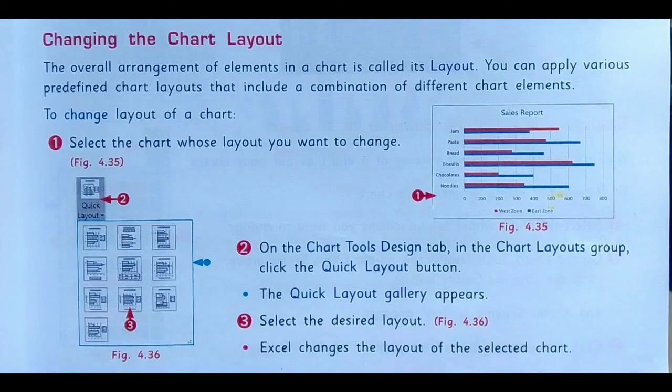Changing the chart layout. The overall arrangement of elements in a chart is called its layout. You can apply various predefined chart layouts that include a combination of different chart elements. To change the layout of a chart, select the chart whose layout you want to change. On the Chart Tools Design tab, in the Chart Layouts group, click the Quick Layout button. The Quick Layout gallery appears. Then select the desired layout. Then Excel changes the layout of the selected chart.